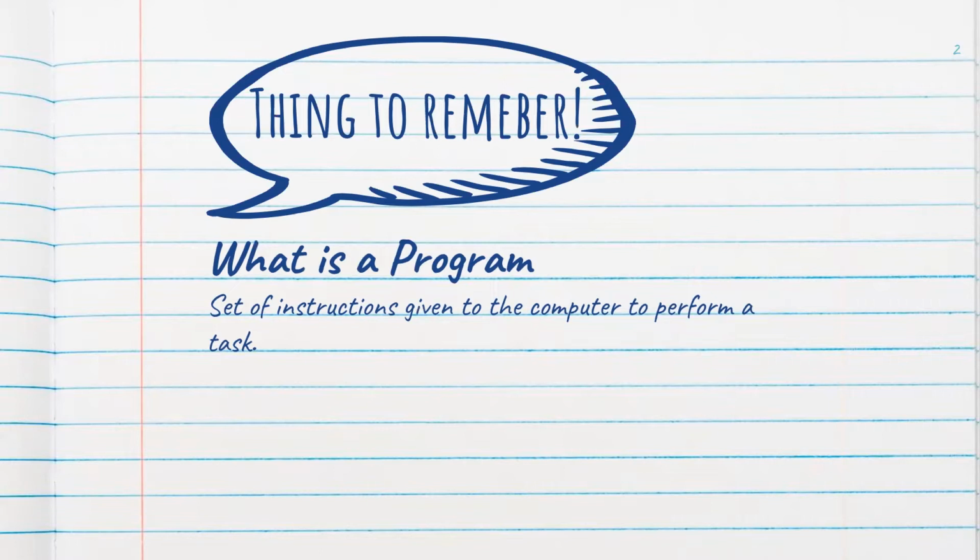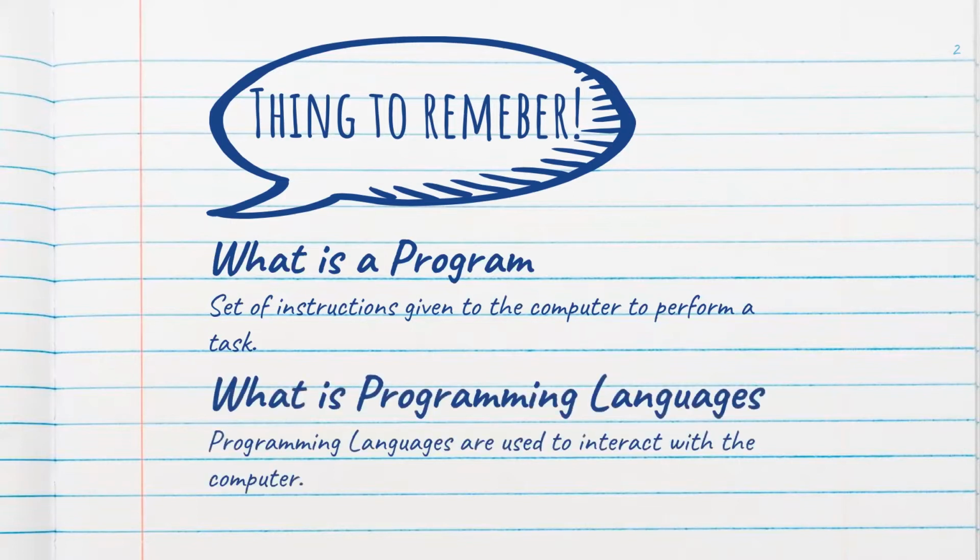For example, Microsoft Word is used to create documents. VLC is used to listen music or watch videos. So every program has different functionality. Whenever we have to create a program, we do it by writing a program in a programming language. A programming language is used to interact with the computer. With the help of programming language, we can write codes, and these codes could be understood by the computer.